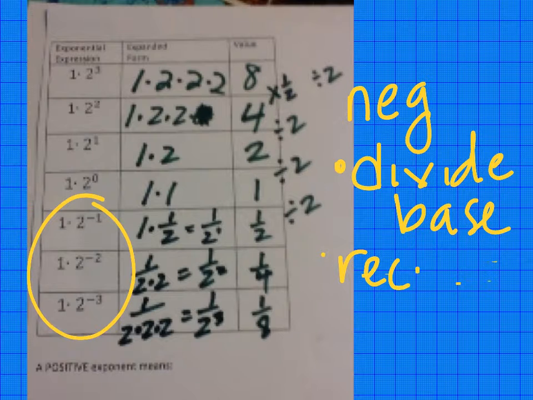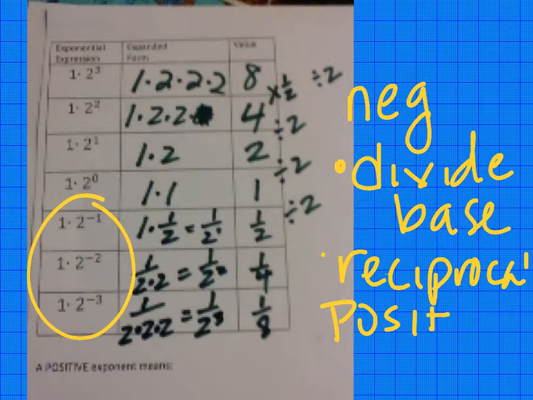Reciprocal to the positive power. Notice that 1 times 2 to the negative 1 is the same thing as 1 over 2 to the first. 2 to the negative 2 is the same thing as 1 divided by 2 squared. 2 to the negative 3, 1 divided by 2 to the third. So it's a flipping type of thing.